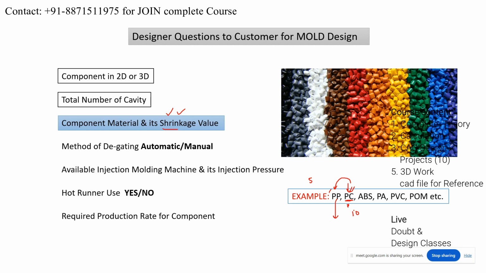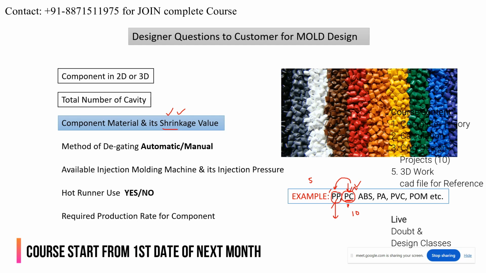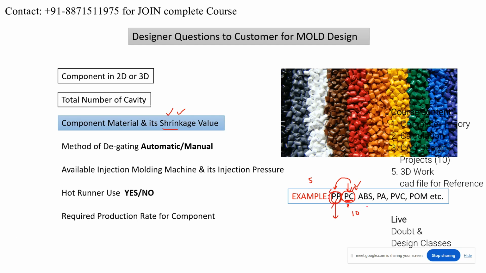So what will happen there? Tell me. If the customer says we will use PC material, but instead the customer uses PP material, what will happen? PP has lower viscosity. PC has higher viscosity. Because of the PP material, it will create flashes.